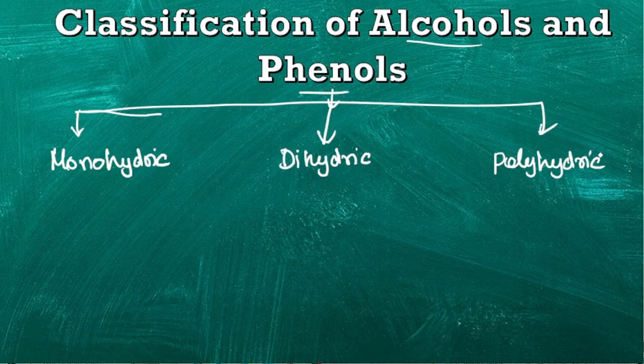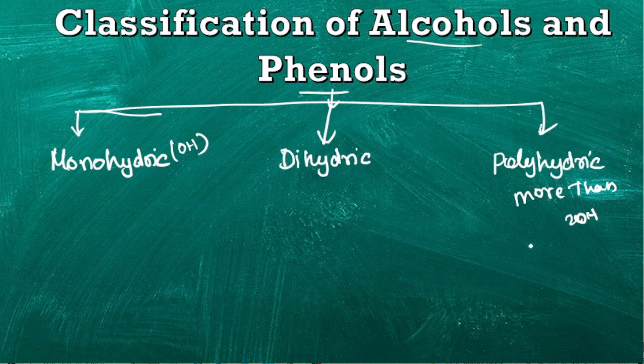Monohydric means only one OH group will be attached to the compound. Dihydric means two OH will be attached to a single compound. Polyhydric means more than two OH groups will be attached to the compound. That is called a polyhydric compound.